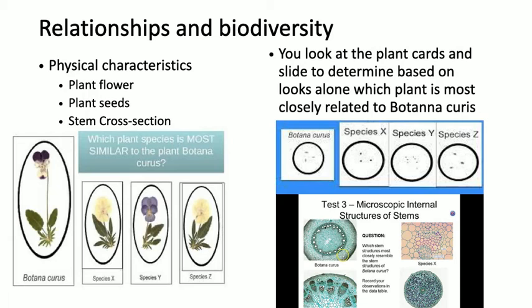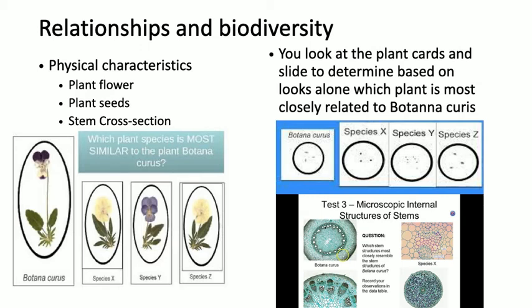The last New York State lab deals with relationships and biodiversity. This lab is an investigation to find which species, X, Y, or Z, is most closely related to the fictional species Botanicurus, which has cancer curative properties in the scenario presented.